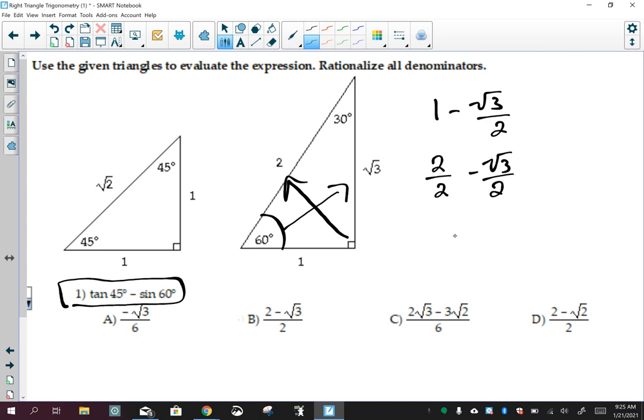When I combine all this together as one big fraction, I get that. And then I just combine my numerators because I cannot combine the 2 and the root 3 together. Therefore my answer is going to be B. So when you get into these type of problems, pay attention to what you're doing, follow along with your fractions, get that one common denominator and boom, you're done.